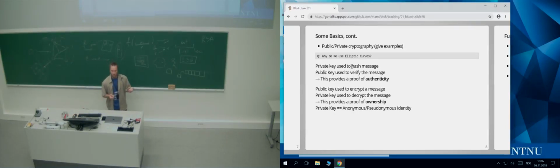Similar to hashing, but stronger, because anybody can hash something, but nobody can sign a message with a private key, because only the owner of the private key can do that. Right, so it has similar use cases, but much stronger properties. And then you can use it the other way around.